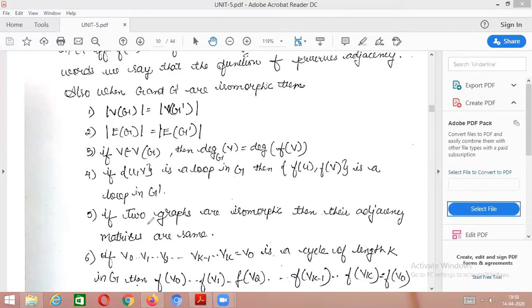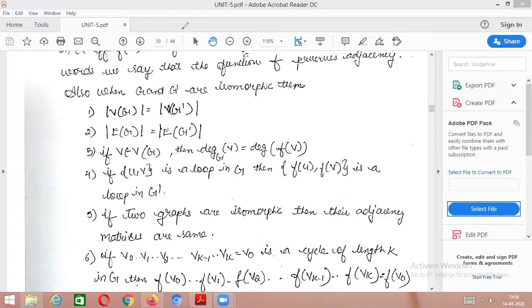Next, if the two graphs are isomorphic, their adjacency matrices are also the same. The adjacency matrix of the first graph and the adjacency matrix of the second graph are the same when the graphs are isomorphic.